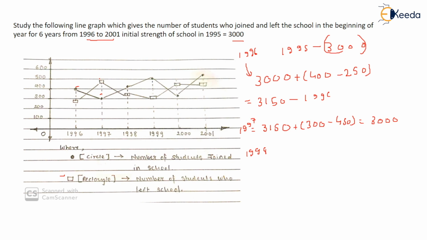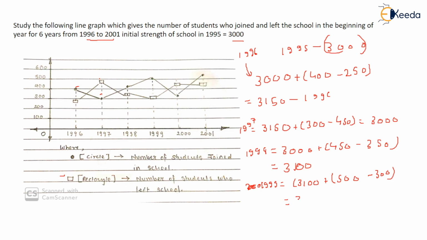1998, what happens? 450 students join, and how many are leaving? 350 are leaving. So in 1998 the population will be 3100, right? In 1999 the population of the school: 500 joined and 300 left. So this was the initial population in 1998, and 500 joined, 300 left. So in 1999 the total number of students will be 3300, right?